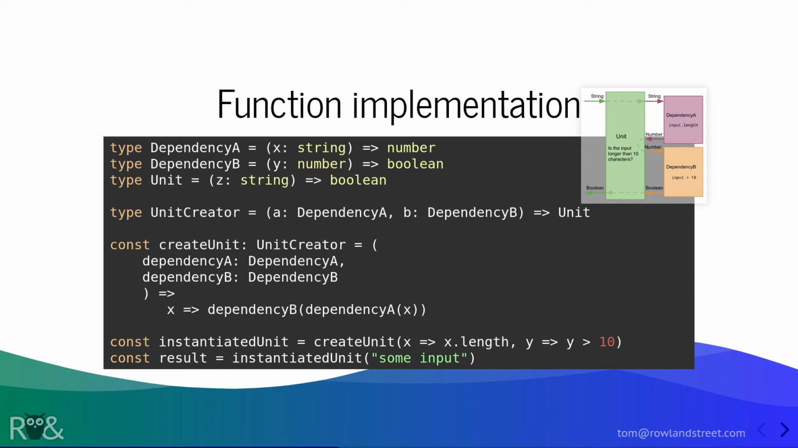And the last two lines show how we can create the unit and run the unit. And you can see how concise it is there: createUnit, passing in the two functions I need as its dependencies. The first function is the length of the string, and the second function is comparing a number with the number 10. And so this is entirely equivalent to the class-based system we saw earlier.